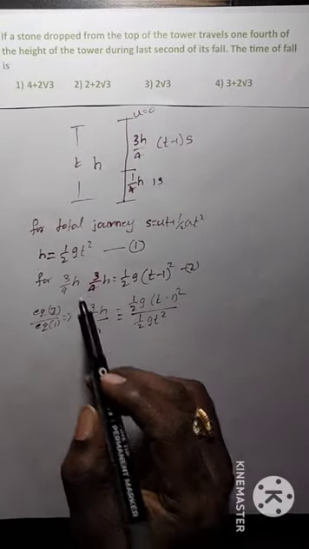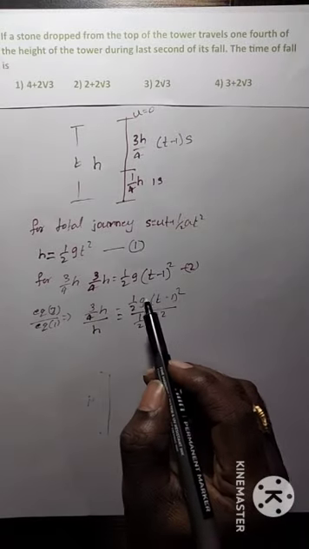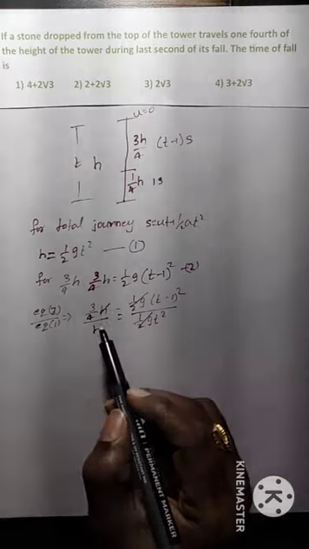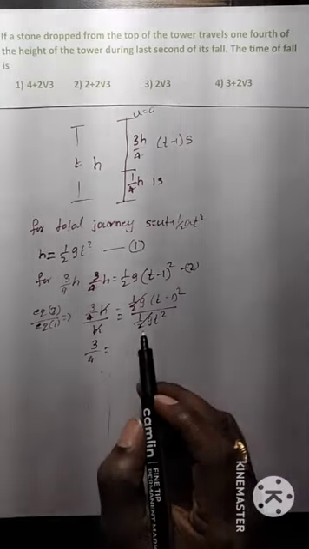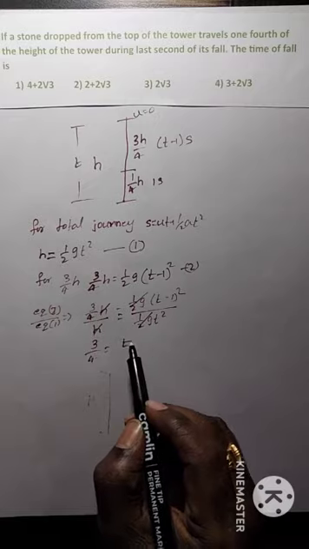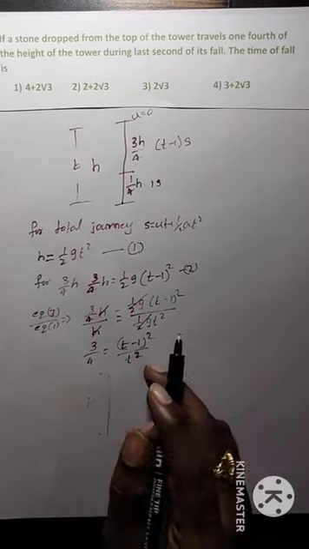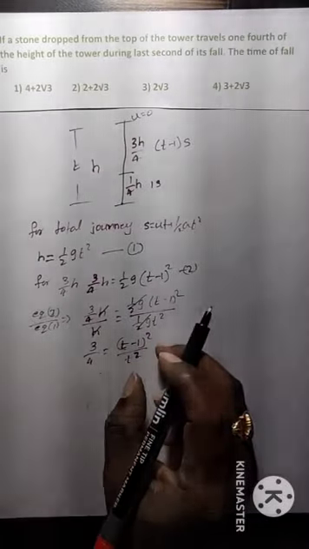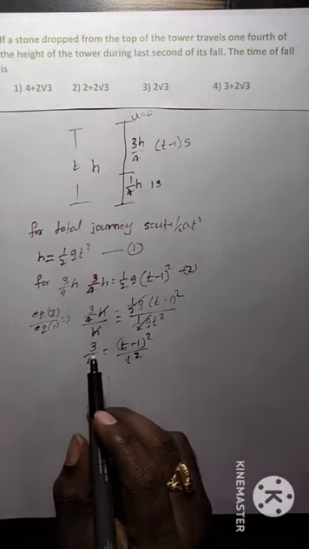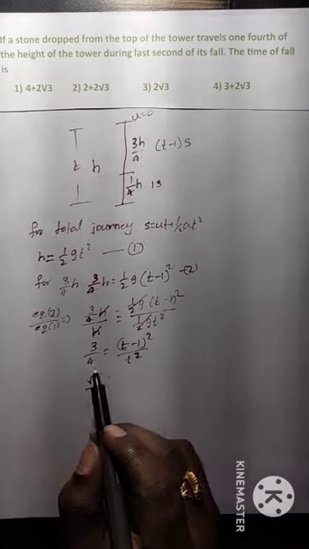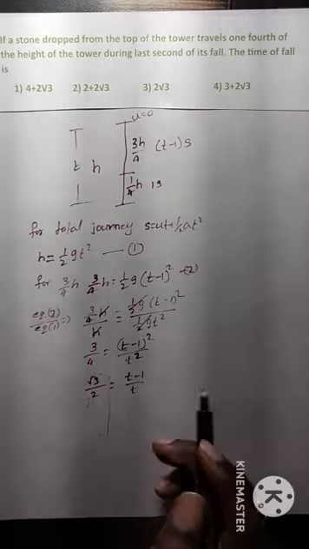3/4 of h by h is equal to half g into t minus 1 whole square by half g t square. Half g gets cancelled and h gets cancelled, and the rest of the terms: 3 by 4 is equal to t minus 1 whole square by t square. If you remove the square on the right hand side, then you will get root on the left hand side. So root 3 by root 4. Root 3 is as usual only, but root 4 becomes 2. So t minus 1 by t you will get.